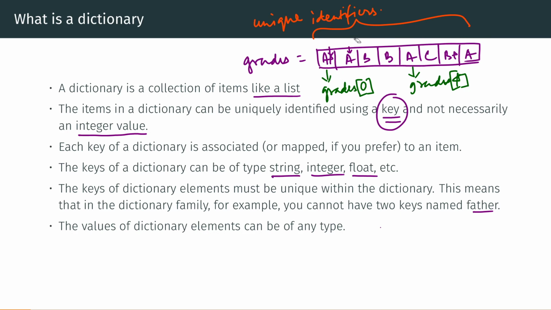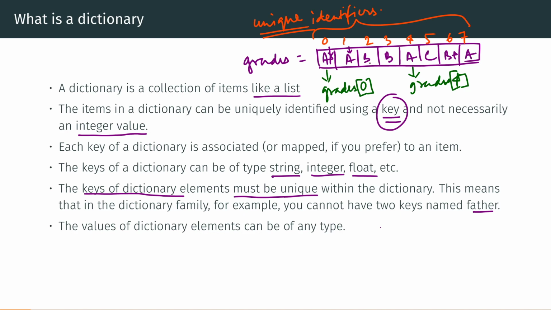In a list you would have unique indices. So this would be 0, 1, 2, 3, 4, 5, 6, 7. They are unique. Just like that, in a dictionary, the keys must be unique. The keys of a dictionary must be unique.